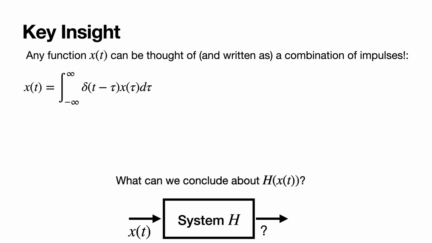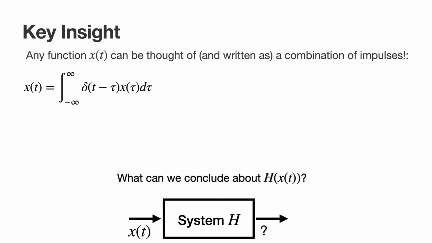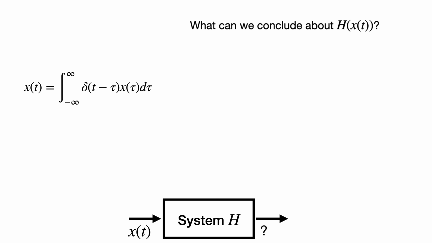So when we ask what we can conclude about H of x of t given this, what we're going to do is apply H to both sides, and we're going to see how we can factor this using our assumptions of H being linear and time invariant. So let's see what we can do.